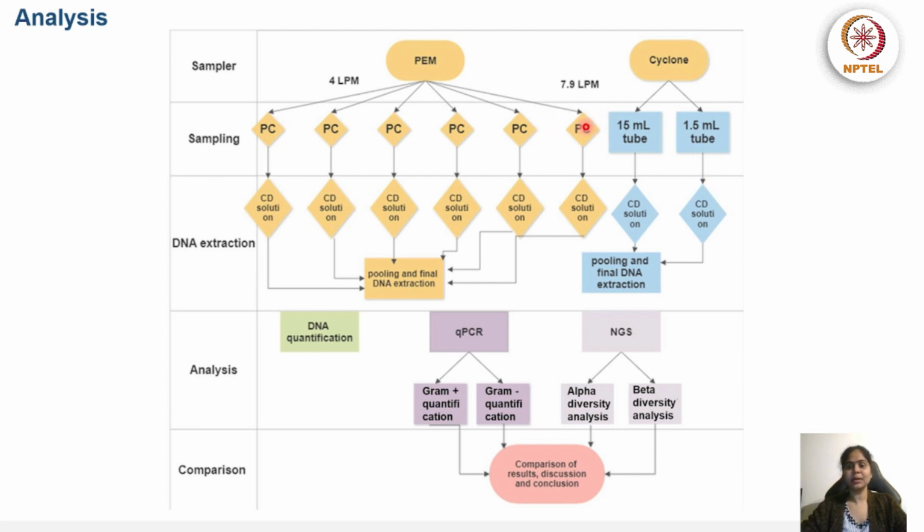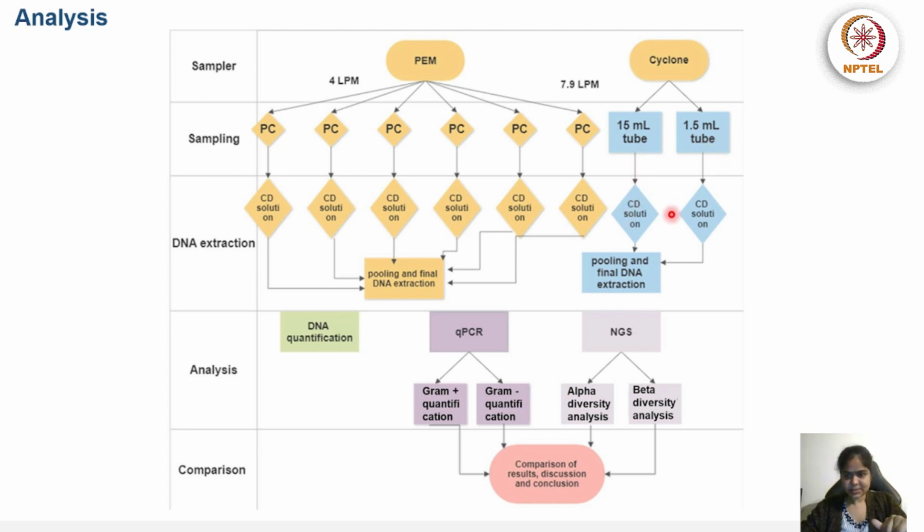So how we did it is, it's a dry sample. Both of them are dry samplers, but in PEM we used polycarbonate filters to collect the samples. Those filters were immediately stored in the extraction kit's first solution. It's called CD solution. We used a kit called Qiagen PowerSoil DNA Extraction Kit. In that, there is a first stage solution in which we stored the filter directly. And for the cyclone, since it has two different tubes, the first stage is a 15 ml tube and the other one is a 1.5 ml tube.